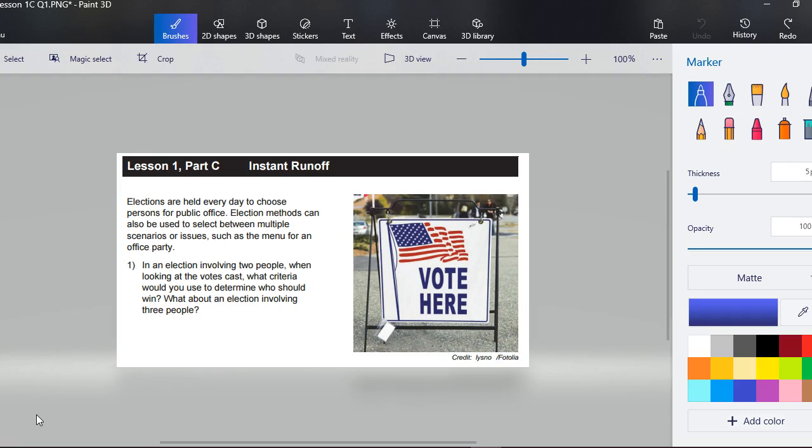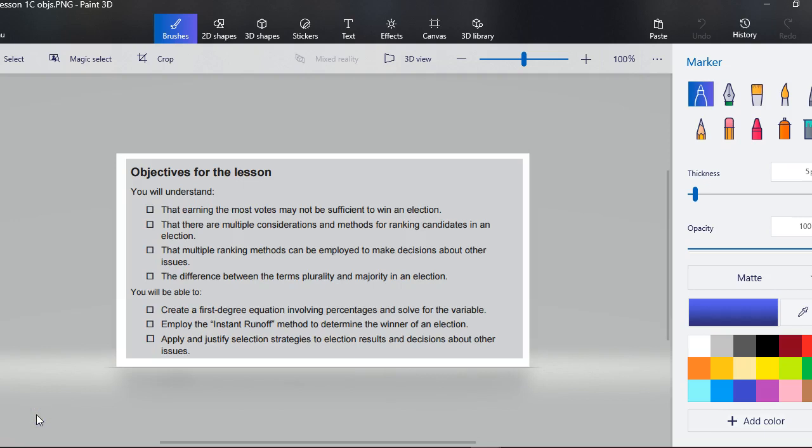But for right now, I'd like you to read through the first paragraph that talks about elections are held every day. And then when you finish reading that one, do question 1. And then when you finish answering that, come back to the recording. On question 1, your answers can vary based on your experiences and your beliefs, and that's part of what we'll be looking at in this lesson.